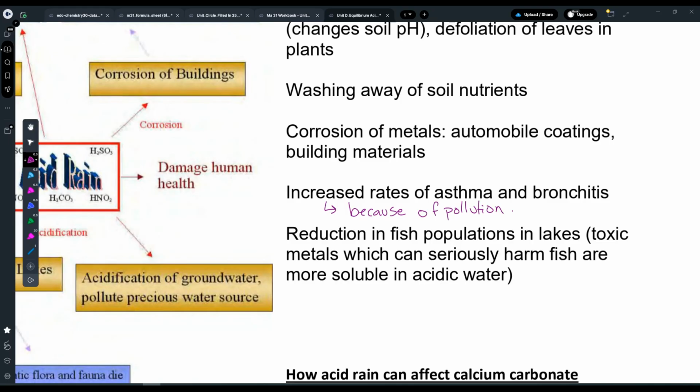Okay, and acid rain can also cause the reduction in fish populations in lakes. Just because, again, fish like us thrive in a certain pH range. If the pH of the lake or whatever body of water they're in gets outside of their optimal pH range, they can die off.